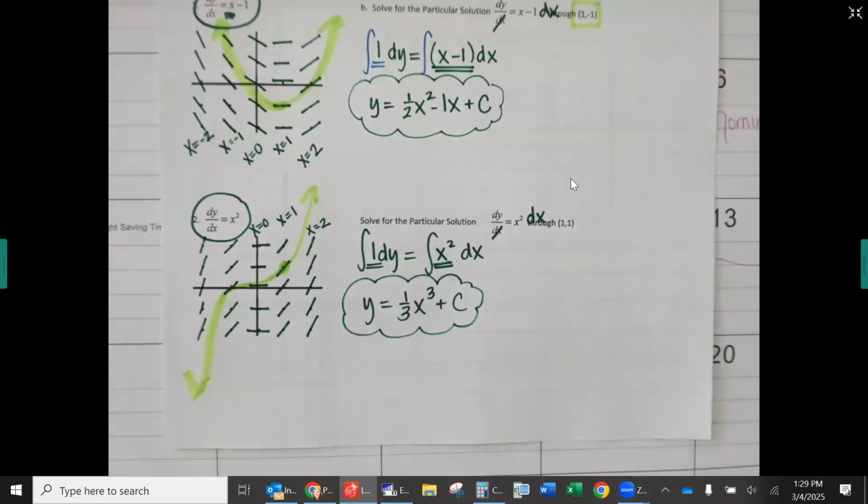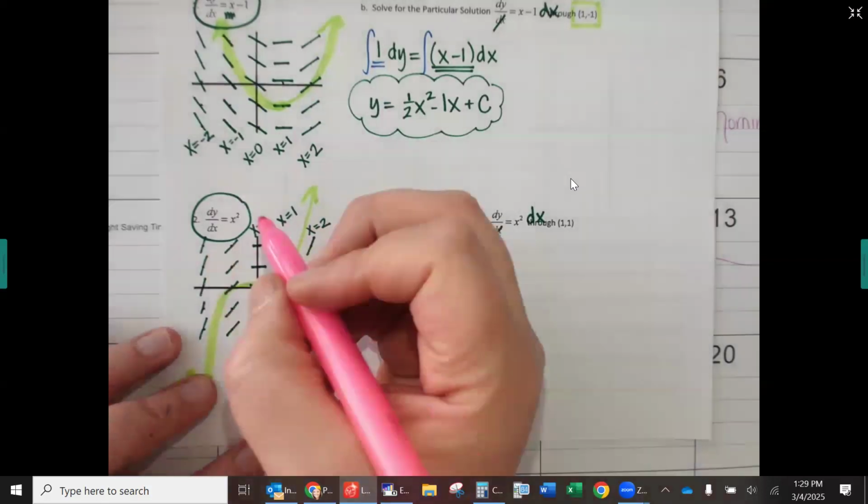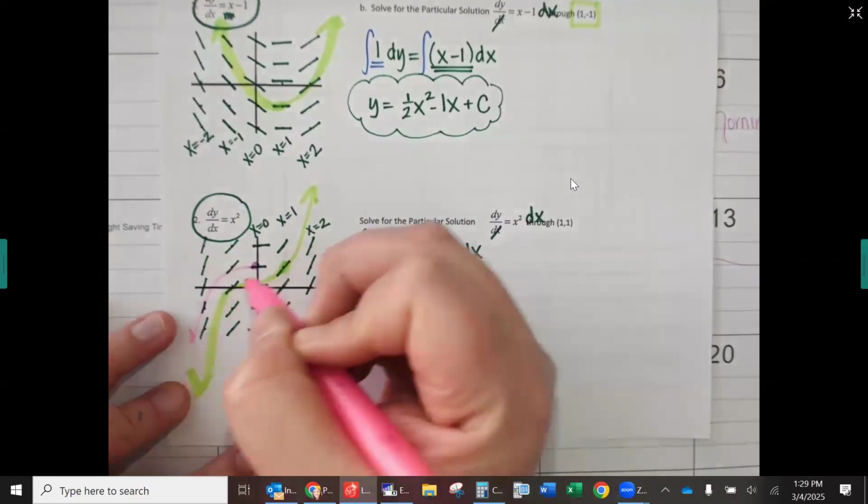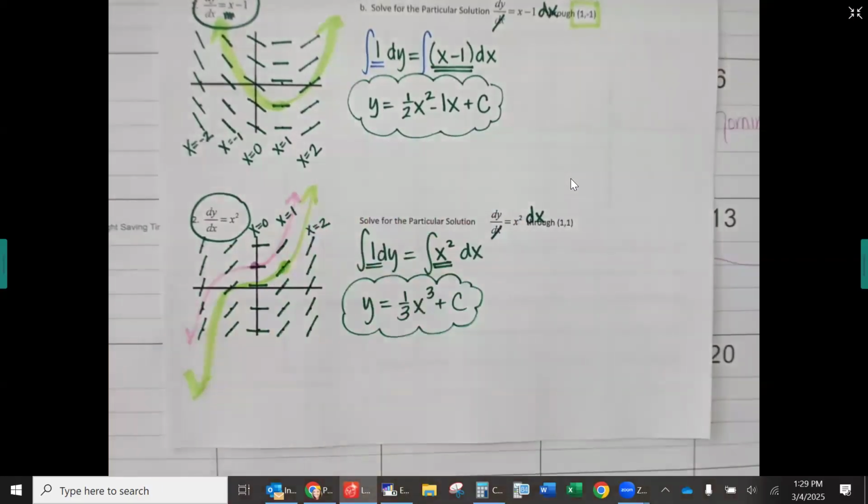Now, what if instead of me going through (1, 1), let's say that I went up to a different point. Let's say I went up to here. Well, then it's still going to be the same shape, but it's just going to be shifted up 1 from that original point. So no matter what my C is, that won't change the shape of the graph. It'll just change how vertically it's shifted. All right. So that being said, go ahead and turn the page.